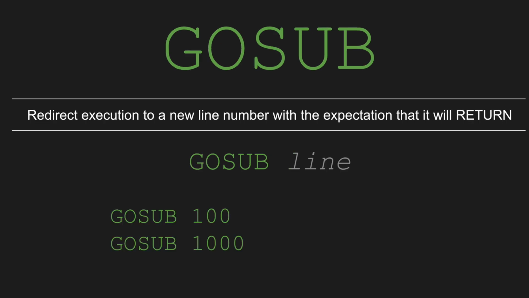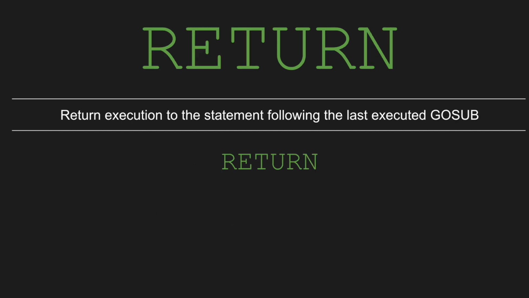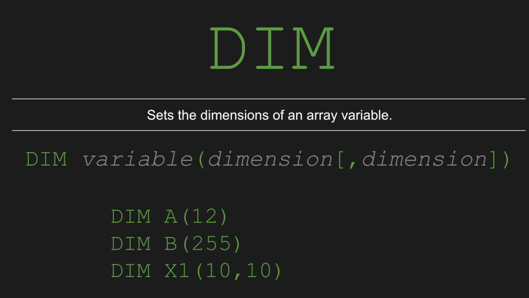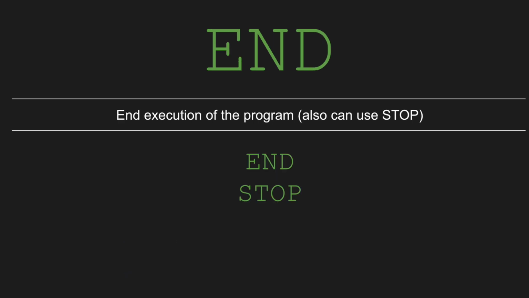GoSub, like GoTo, redirects the program to the given line number. However, when the return statement is reached, the program will resume execution on the statement following the last GoSub executed. Def allows you to define your own custom functions. Dim sets the dimensions of an array. This includes setting up two-dimensional arrays. And finally, End stops the program. This became optional, but in original BASIC, a program had to have an end statement.